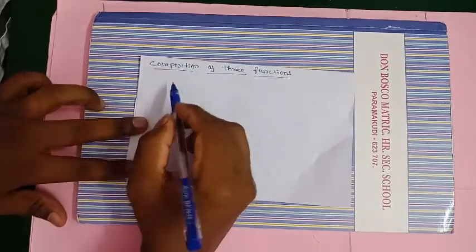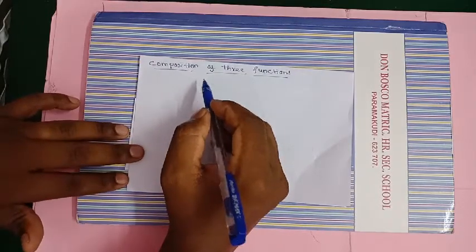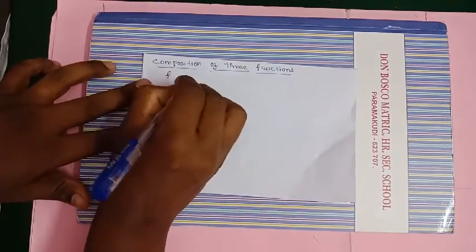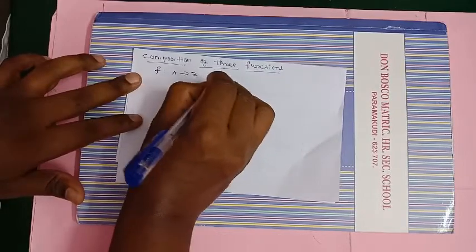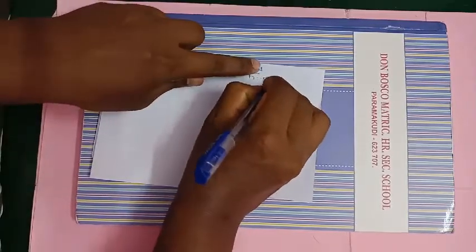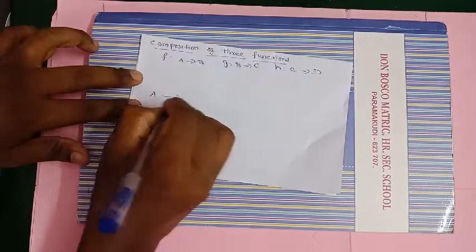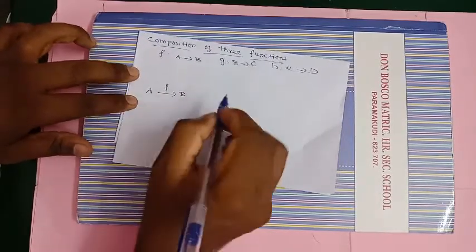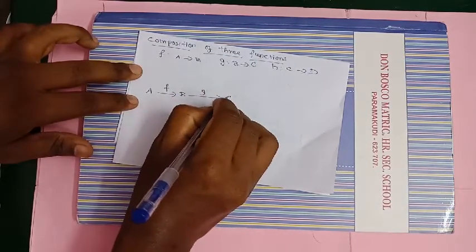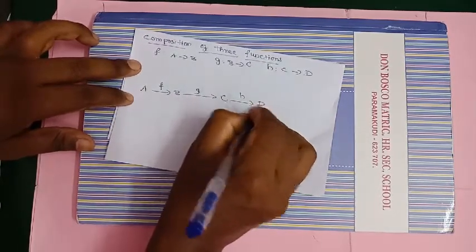Hi. In the previous session we studied composition of functions. In this session we are going to study composition of three functions. Let us consider three functions. F is from A to B, G is from B to C, and H is from C to D. From A there is a function F to B. From B there is a function G to C, and from C there is a function H to D.